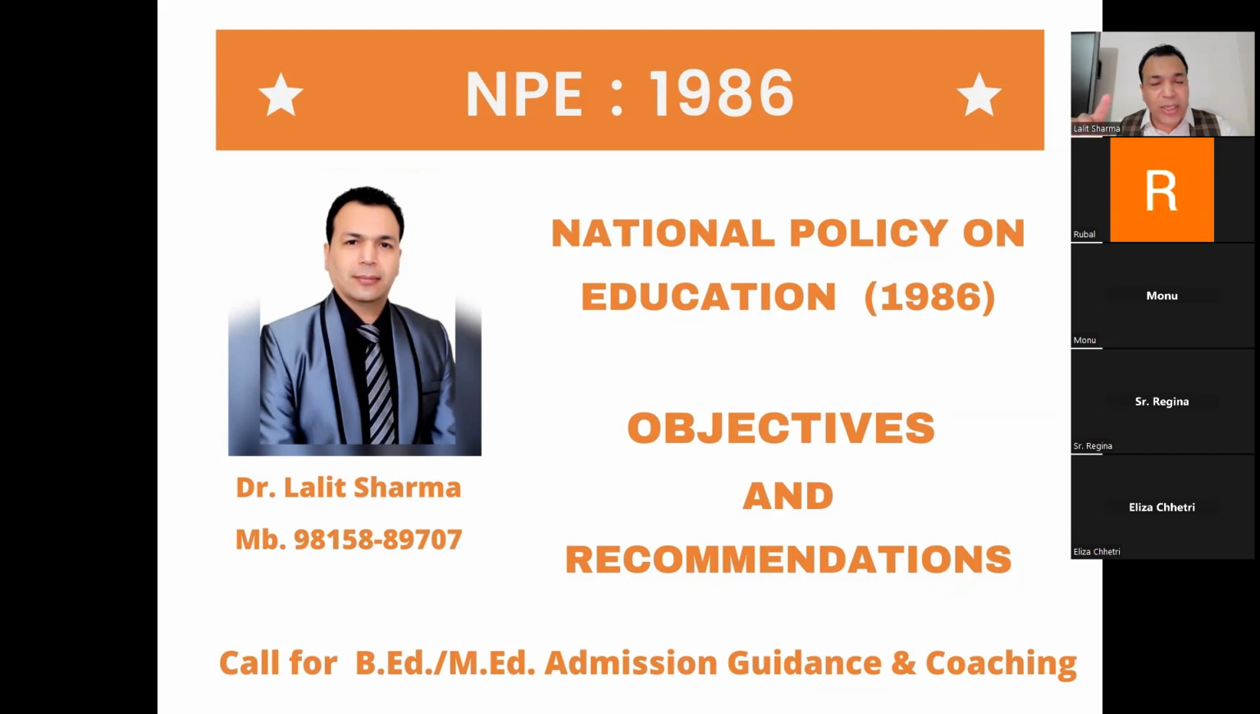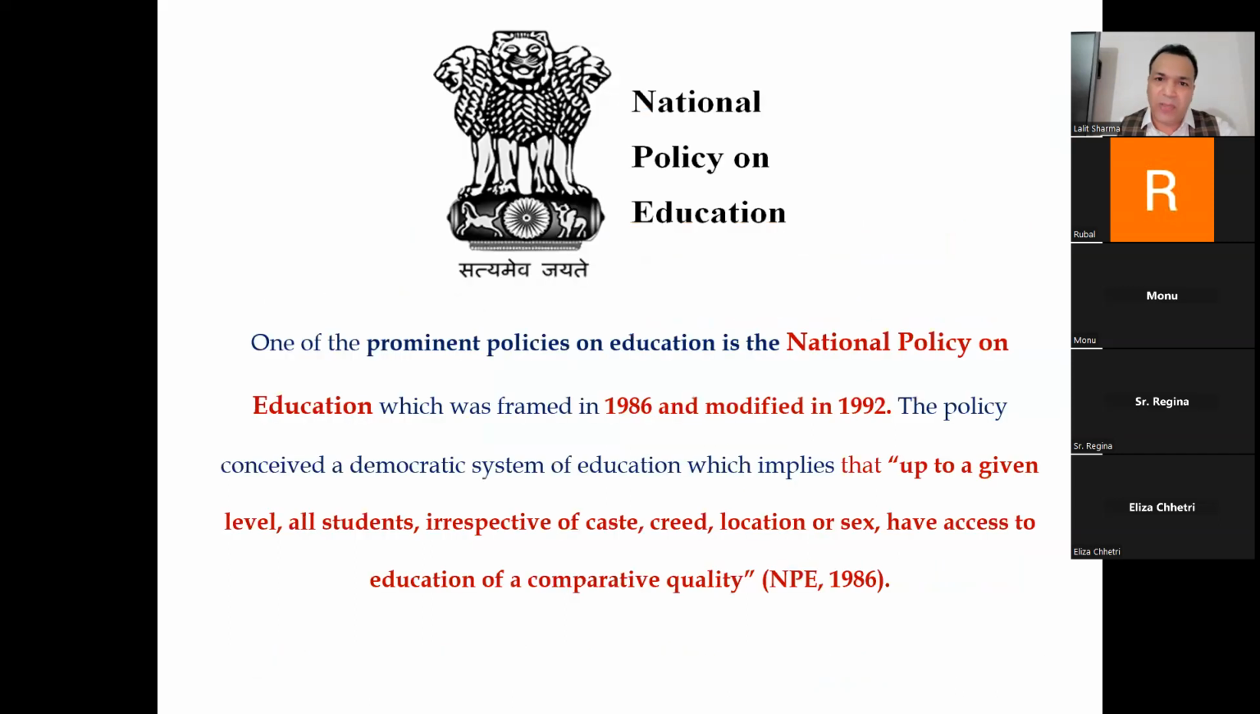Naturally, the Indian Education Commission in 64-66 recommended a lot of things, the Kothari Commission, right? But there were also a lot of things which we had to work on. So the National Policy on Education came in 1986. Now we discuss the objectives and recommendations of this policy. First, we should know what this is.